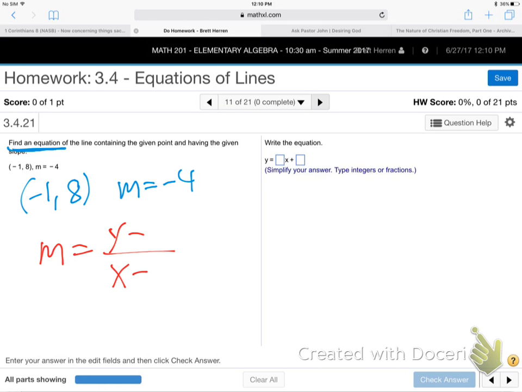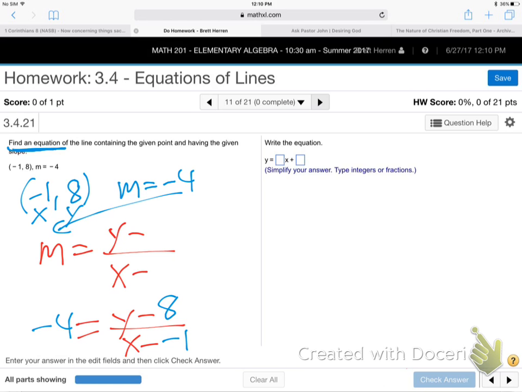Let's see. So I'm going to plug in the stuff. So the minus 4 goes there. And the x and the y value, the minus 1 and the 8, plug in. So what do we get? Let's see. So minus 4, and the y is 8, the x is minus 1. Good so far? Stuff plugged in? Right? Is that all right? Everybody good there?